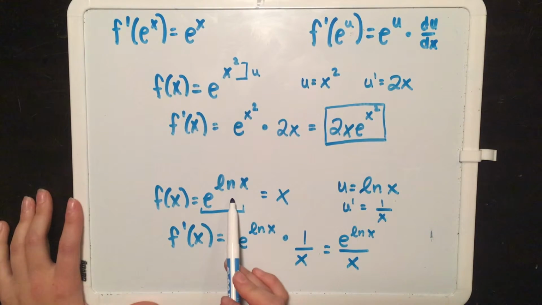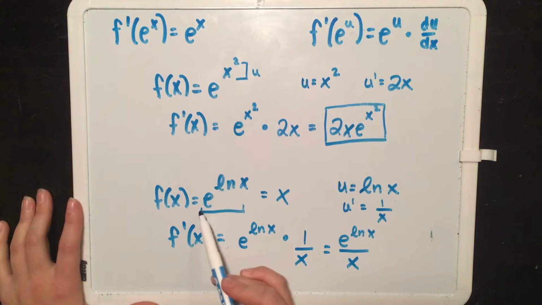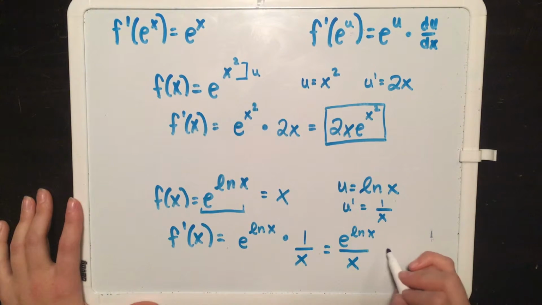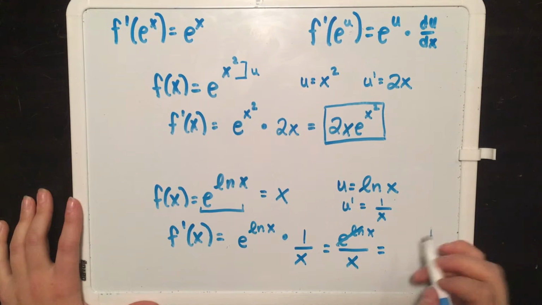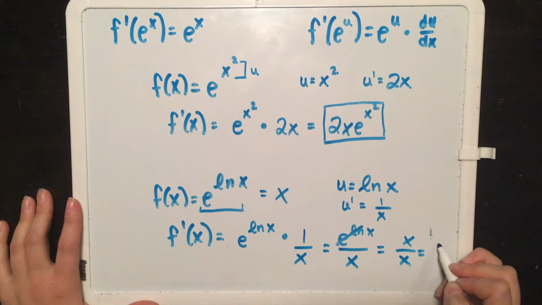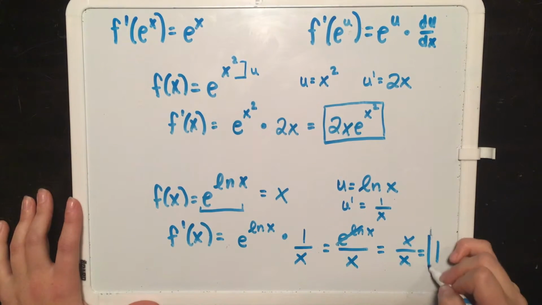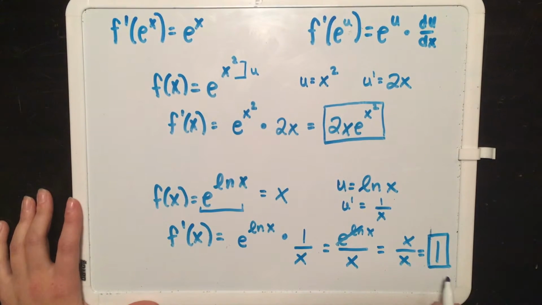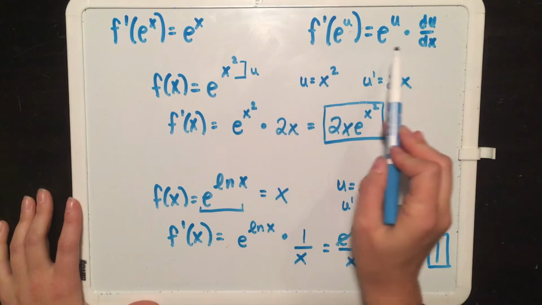But e to the ln x equals x when you cancel the e and the natural log. So we can do the same thing here. The e and the natural log cancel. We'll just be left with x over x, which reduces to 1, and 1 is the derivative of x. So we verified that the exponential derivative is in fact this formula up here.